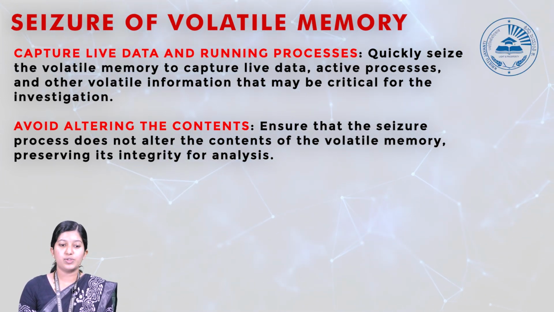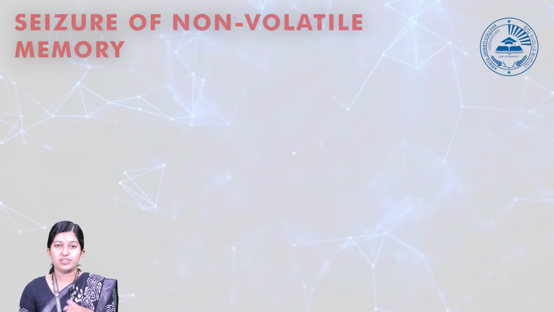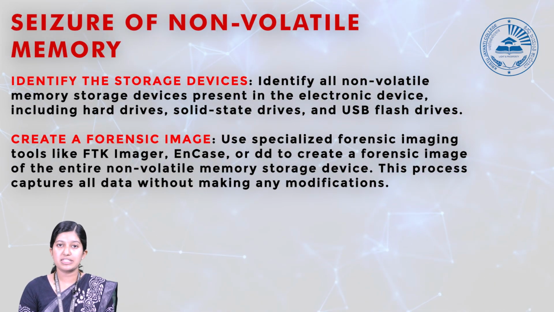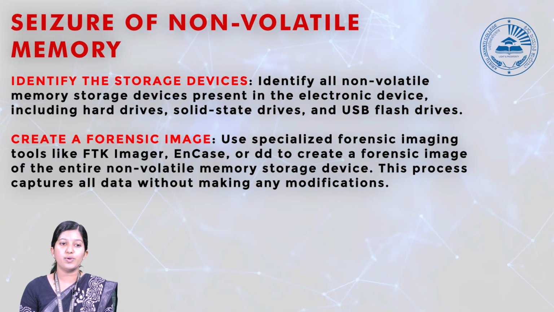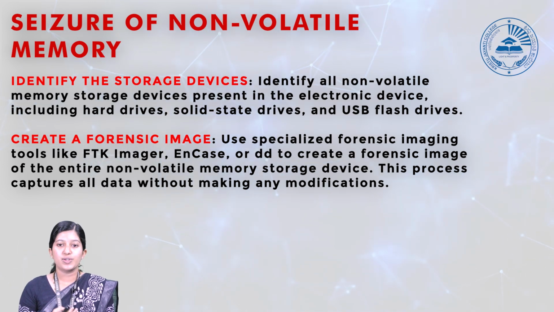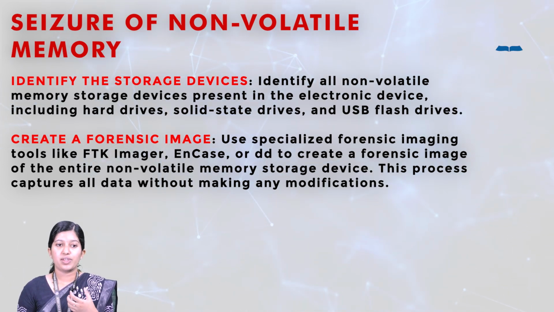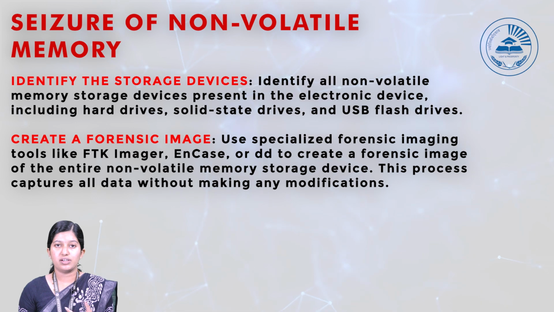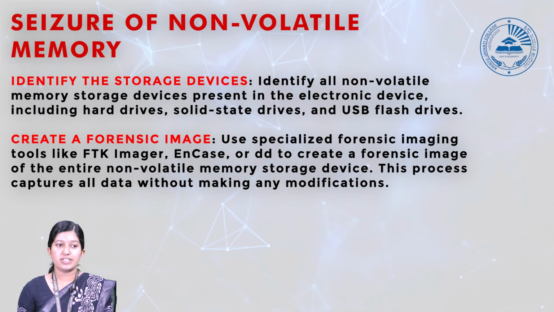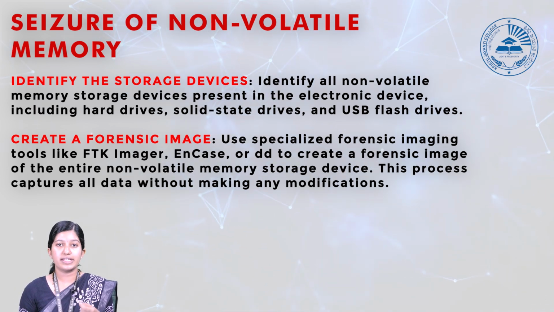Now we will see how to do seizing of non-volatile memory. First, same as with volatile memory, we have to identify the storage device. Here it can be either a hard disk, an SSD, a flash drive, or maybe a USB or SD card. So you have to locate that in the electronic device. Then you have to create a forensic image.